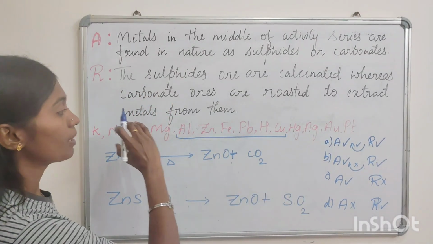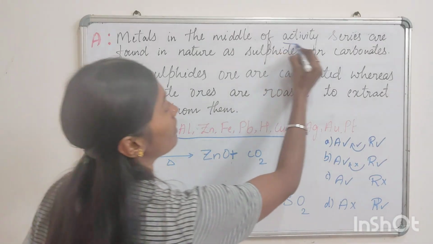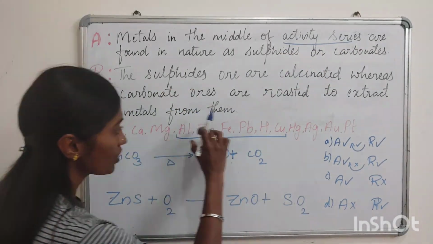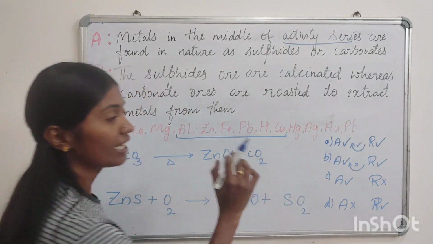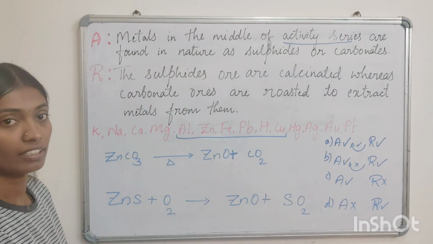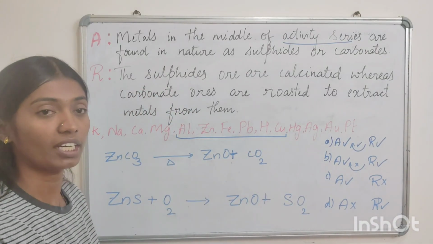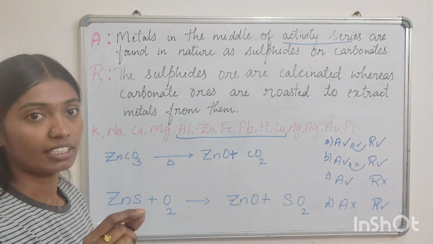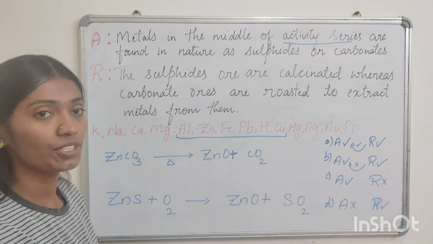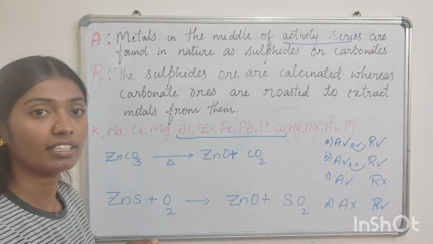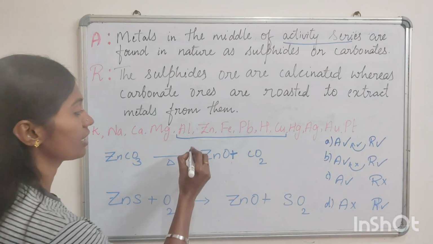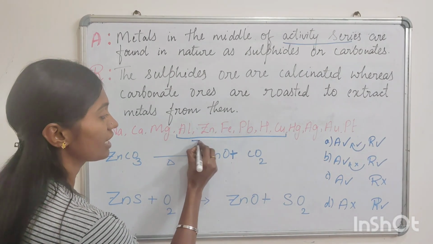This arrangement of the metals, we call it the activity series. So what is the activity series? All these metals are arranged in the decreasing order of reactivity. It can be asked in assertion and reason, such as: the reactivity series is the one where metals are arranged in the decreasing order of their reactivity. Correct? Yes, it is correct. So you have to remember how they are arranged: they are arranged in the decreasing order.